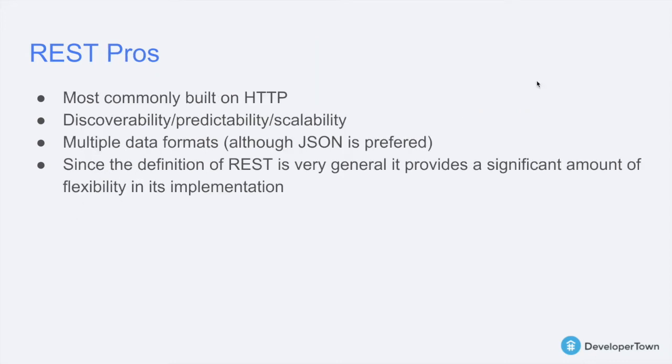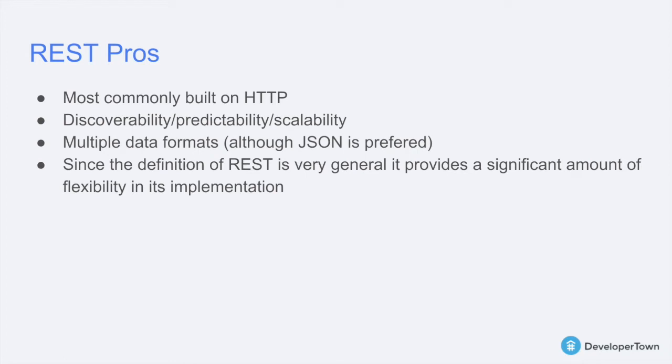Let's talk about the pros of REST. It's most commonly built on HTTP. So that's good. Means we have things like error handling baked in. Things like a 200 says all good, a 403 says go authenticate, and a 404 says these are not the droids you are looking for. Discoverability, predictability, scalability. If you're using tools like Swagger or OpenAPI, then your services become neatly discoverable.